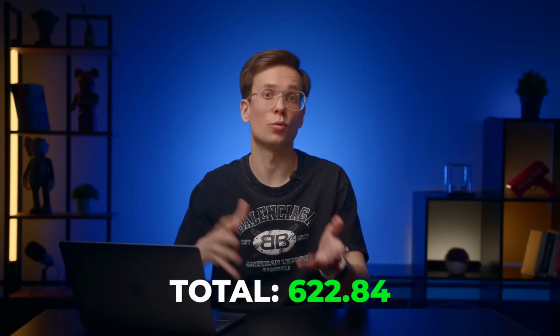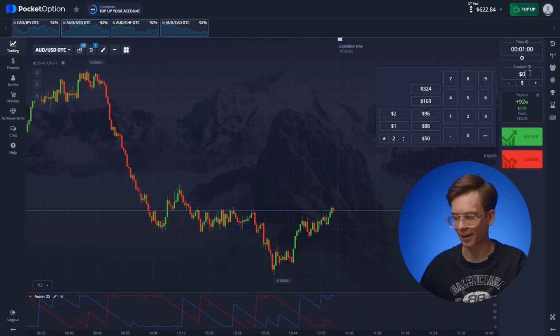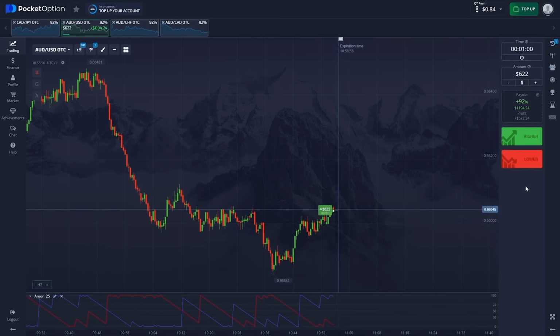622, I could withdraw them now and have a party with friends, but of course I want to keep going. Oh, finally I'll trade Aussie and Buck, investing the maximum amounts and hitting higher. Again, Arun's indicator clearly indicates that the uptrend will continue. Just need to check.